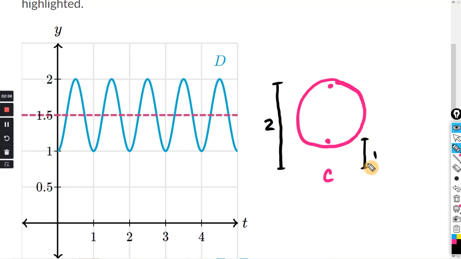So the closest distance is 1. The furthest distance is 2. So the 1.5, that midline, would be the distance when the 0 is basically here or here. So this 1.5 represents the distance from Cody to the center of the roulette wheel. This distance right here would be 1.5. So that's it. There's not much to calculate on these. You basically have to figure these things out.